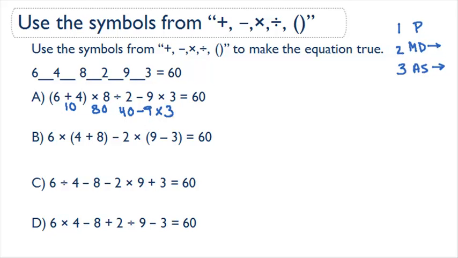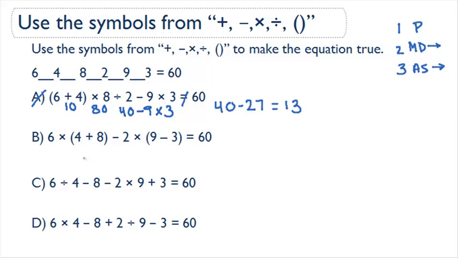Now, 9 times 3 is 27. So we're going to rewrite our equation as 40 minus 27. We skipped over the subtraction to move on to the multiplication because we haven't moved on to our third step yet. Now, if we do 40 minus 27, we're going to come out with an answer of 13. 13 is not the same as 60, so option A is not the correct solution.